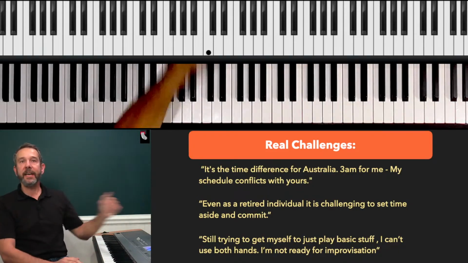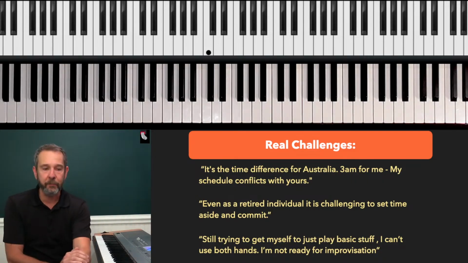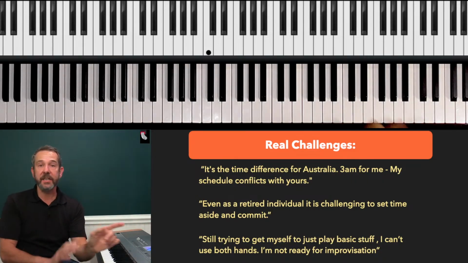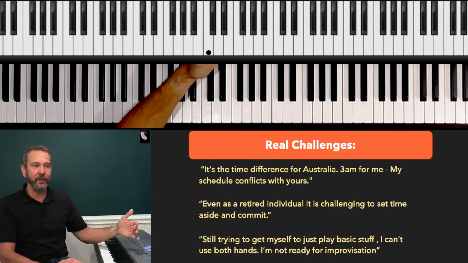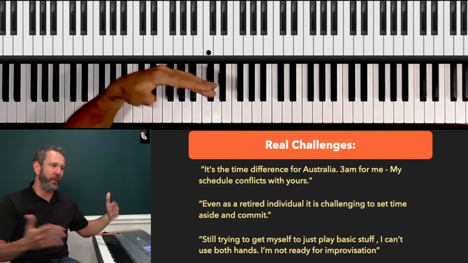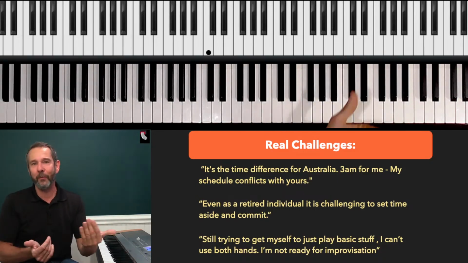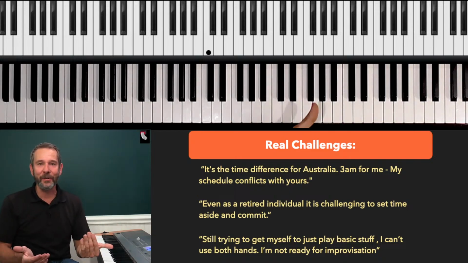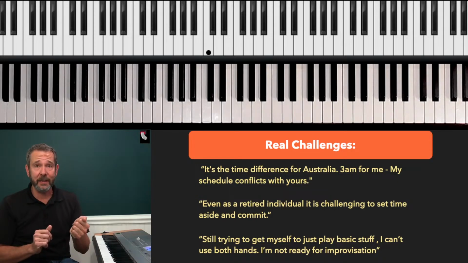Last, still trying to get myself to play just basic stuff. I can't use both hands. I'm not ready for improvisation. I say that's the perfect time to work on improvisation. Because if you're waiting until like I could play both hands, well, first of all, what exactly does that even mean, play both hands? That's going to be different for everyone. And I can guarantee you that if everything is broken down the right way, which it will be in those beginner level classes, you will be able to play hands together.